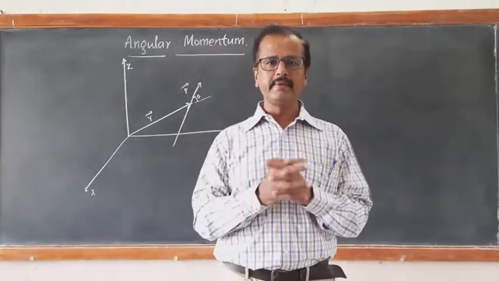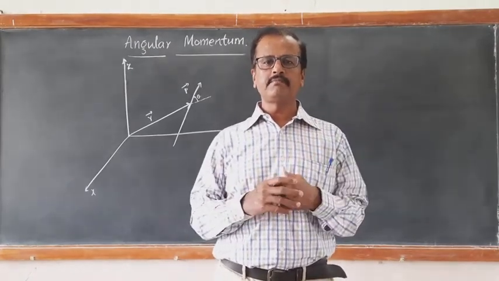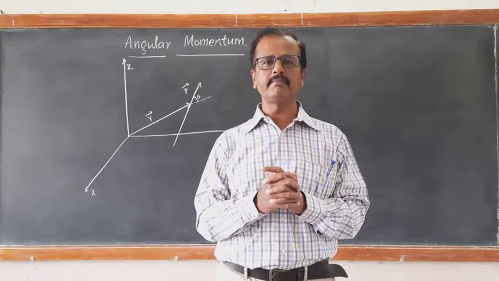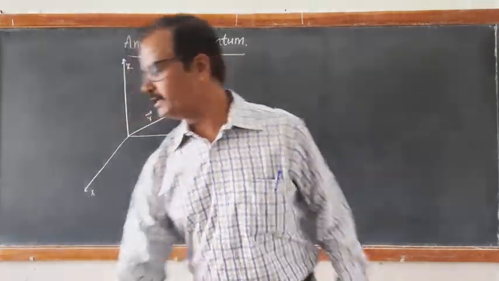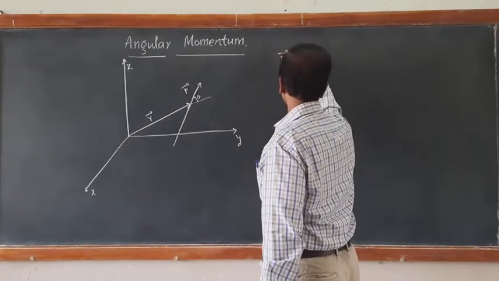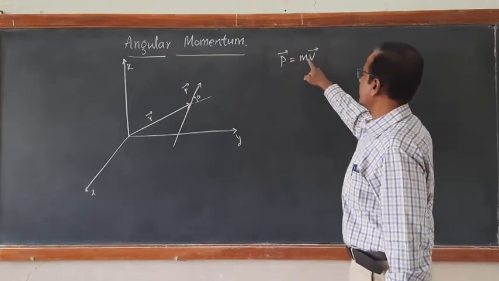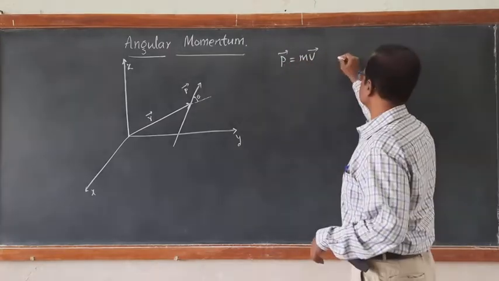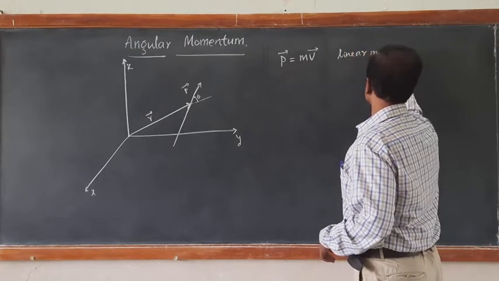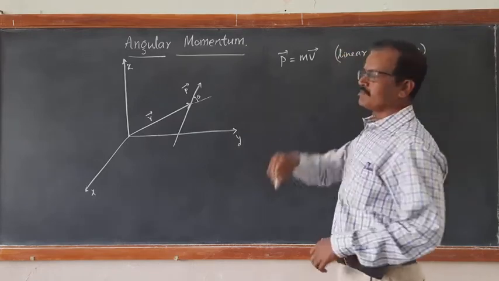We know linear momentum. When a particle is in linear motion, the product of mass and velocity gives us linear momentum, denoted by P. If P is the linear momentum, then P is equal to mv vector, and the P vector and v vector are in the same direction. This is linear momentum. Then what is angular momentum?